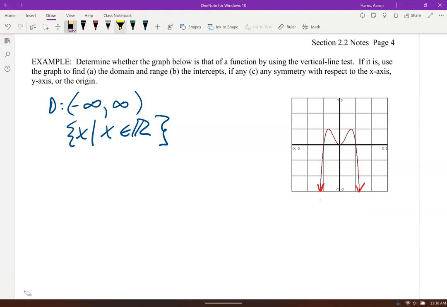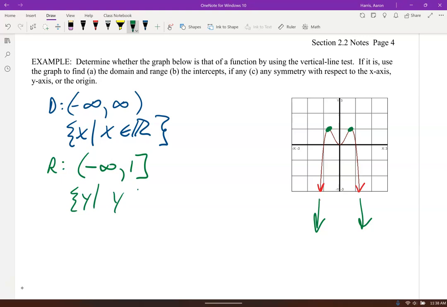Now, let's do the range. Well, the lowest, remember, this keeps going, right? So there is no lowest. So it comes from -infinity up to, it looks like the highest y values are right there. It hits it on both sides, a y value of 1. So in other words, y such that y is less than or equal to 1 is your range on that.